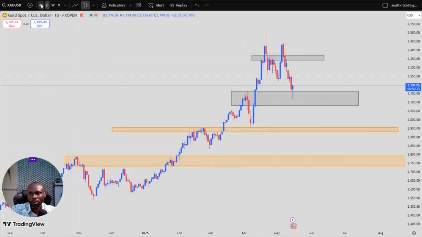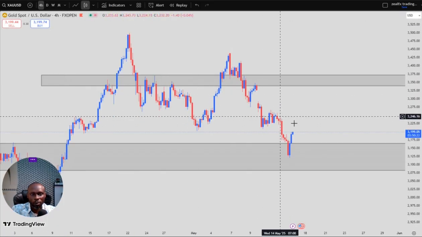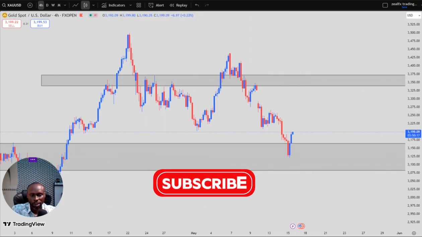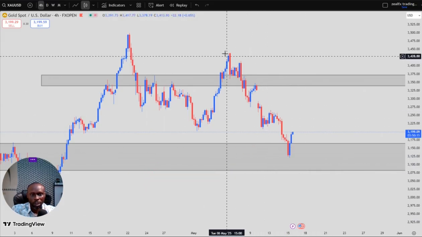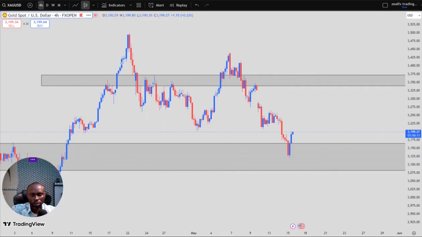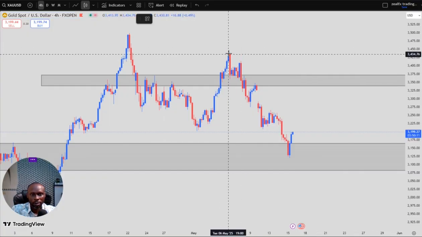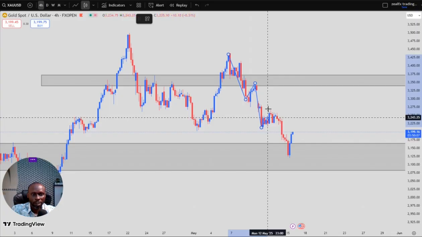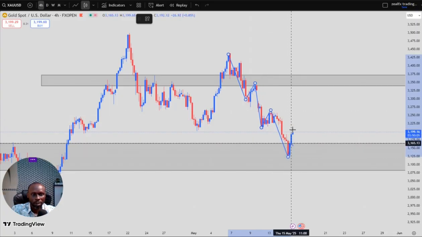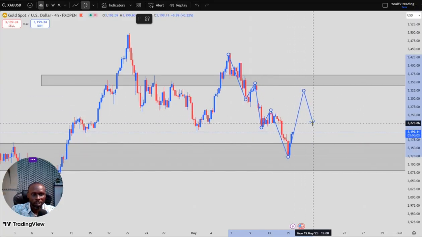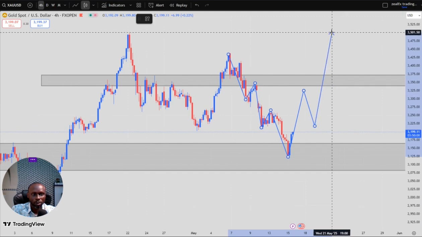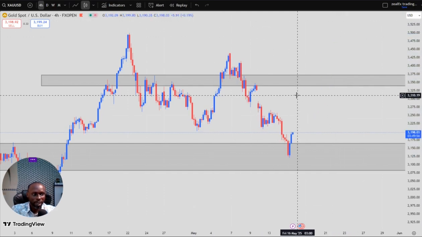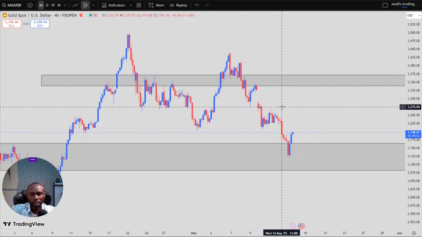So let's go to the 4-hour chart of the gold USD. On the 4-hour chart, we can see that we have a series of lower highs. So we need price to break out of this level. Price breaks out of this level, then we retest, then look at our buying opportunity to the top for the gold USD. So we are still waiting for price to retest and give us a buying opportunity for the gold USD.